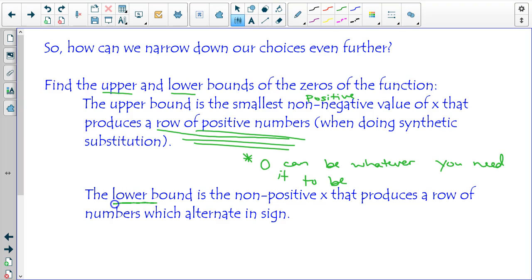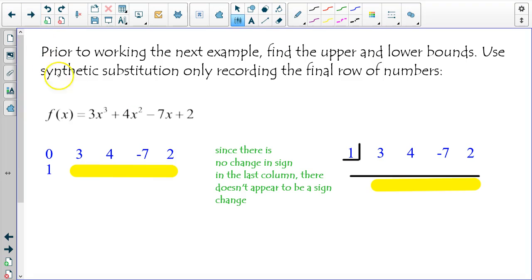So the lower bound is non-positive. What's non-positive? Negative. Negative x that produces a row of numbers which alternate in sign. Meaning if the first one's plus, the second one has to be minus, then plus, then minus, then plus, then minus. If the first one's negative, the second one has to be positive, and then you have to keep alternating, okay? So let me actually show you. We're going to do this example, okay?